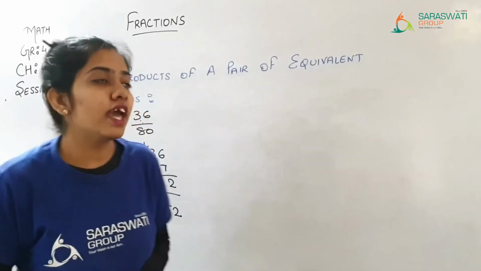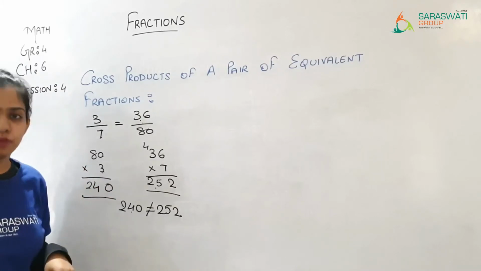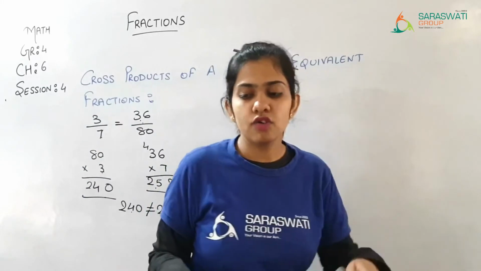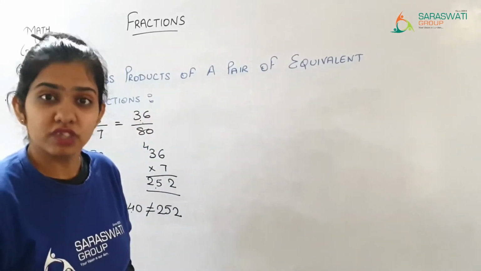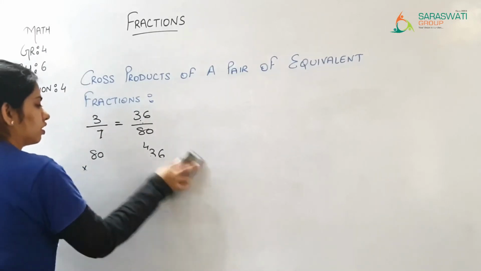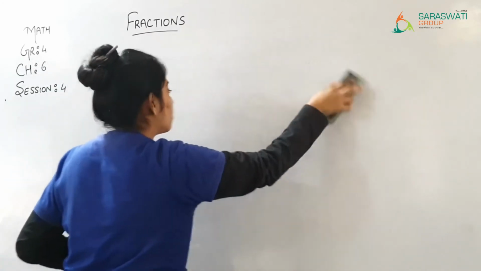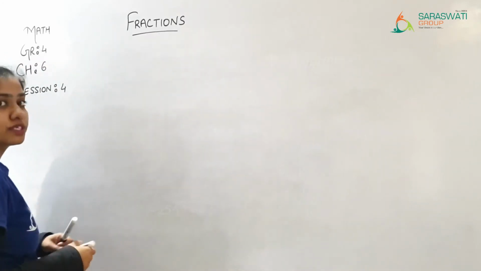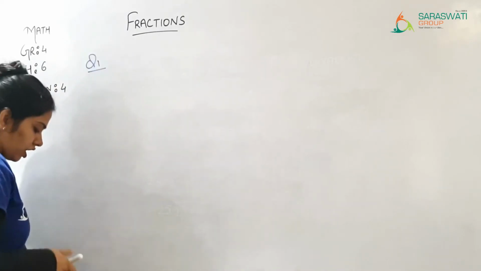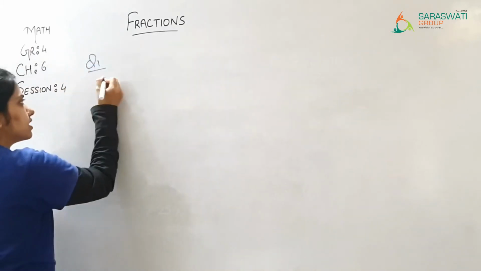Now as we have understood two of the methods, first is simplifying and the second is cross product of a pair of equivalent fractions. Now let us see some of the questions related to these two. So first we are going to see the questions related to simplifying fractions. Okay, so for simplifying fractions our first number is 25/60.